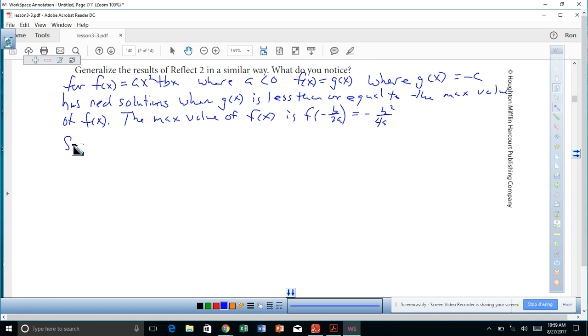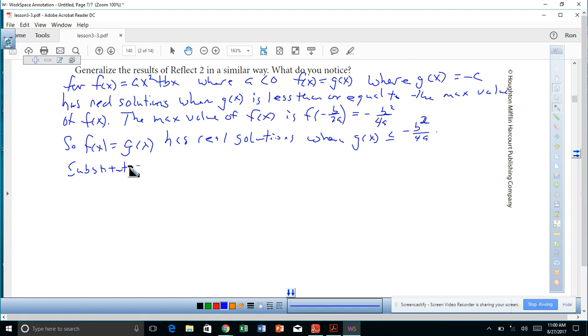So f of x equals g of x has real solutions when g of x is less than or equal to negative b squared over 4a. All right. So we're going to start off by substituting negative c for g of x. And that gives us negative c is less than or equal to negative b squared over 4a.